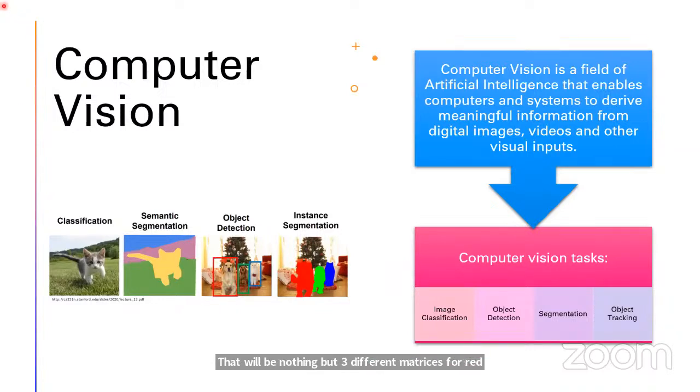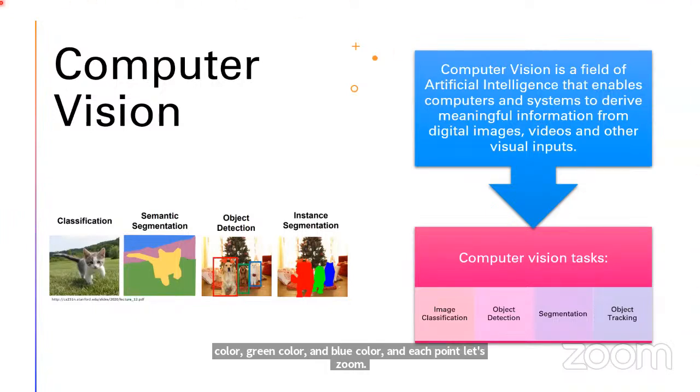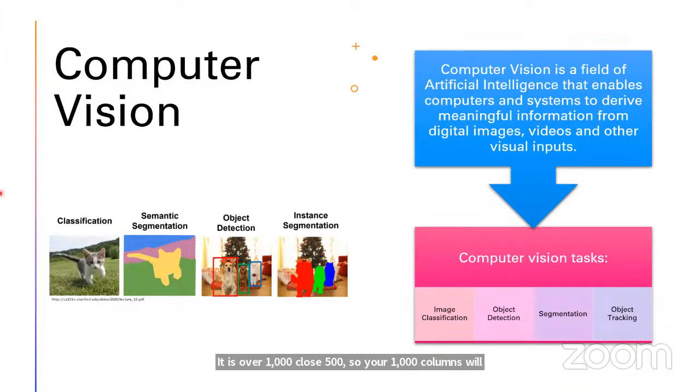Let's assume it is of 1000 cross 500 size. Then 1000 columns and 500 rows will be there, and each point in this 1000 cross 500 matrix will have some value associated with it, one for red, one for green, and one for blue. After the combination of these three values, the image color is produced. In this way, you can represent an image in terms of numbers.